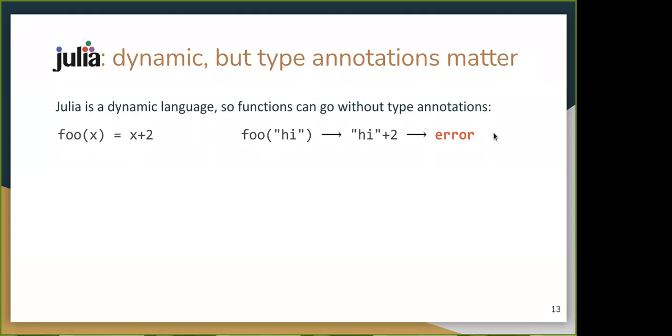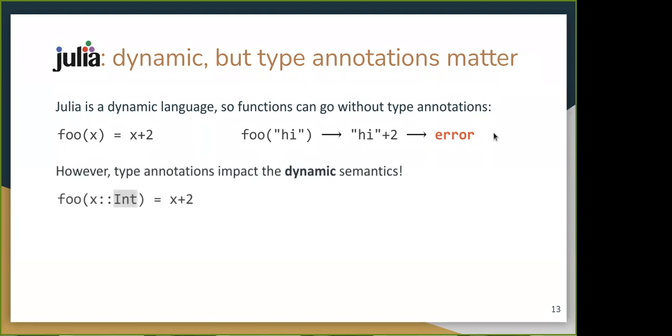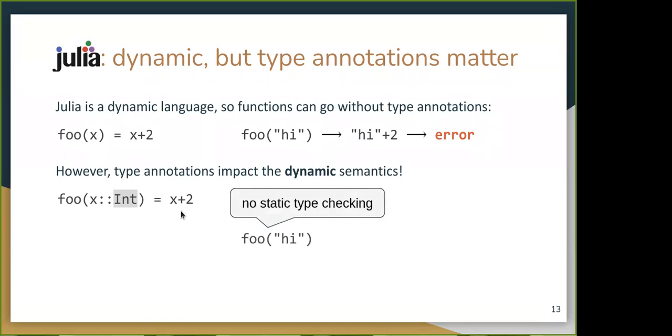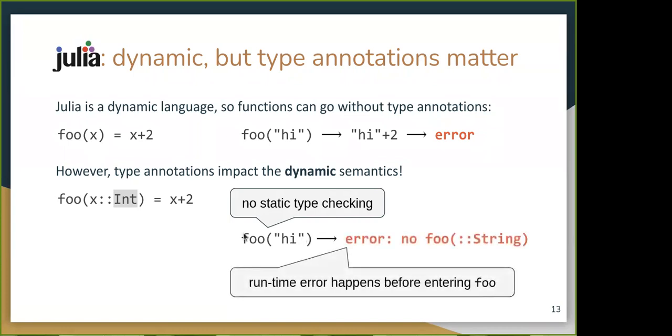However, what's interesting about Julia is that you can actually write type annotations in function definitions. And these type annotations are not like in a statically typed language, but they do matter for the semantics. So no static type checking means we can still call this foo with a string, and we will not have a compiler that tells us this is a bad program. But when we run this function, which had an integer annotation on its argument, we'll get a different kind of error.